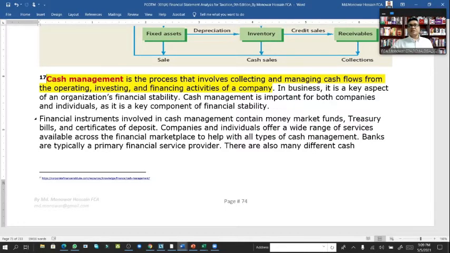Companies and individuals are offered a wide range of services available across the financial marketplace to help with all types of cash management, and banks are typically a primary financial service provider.